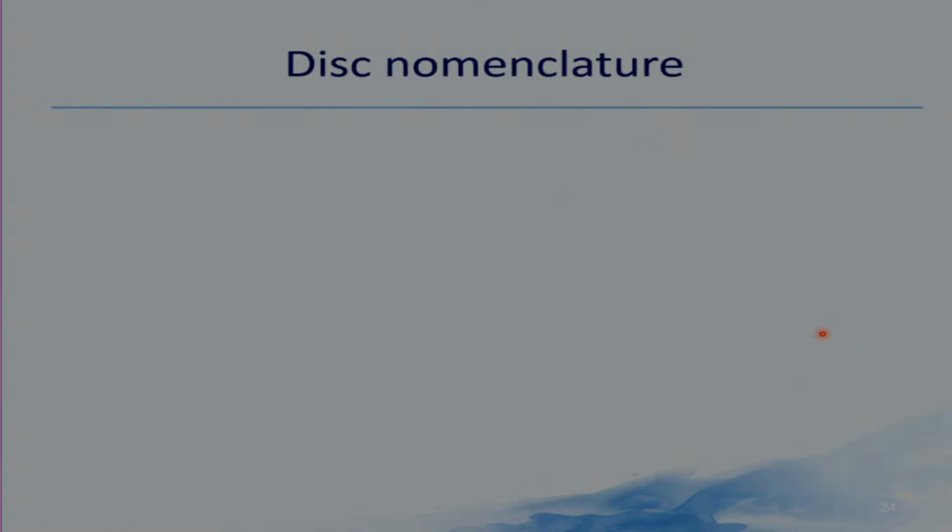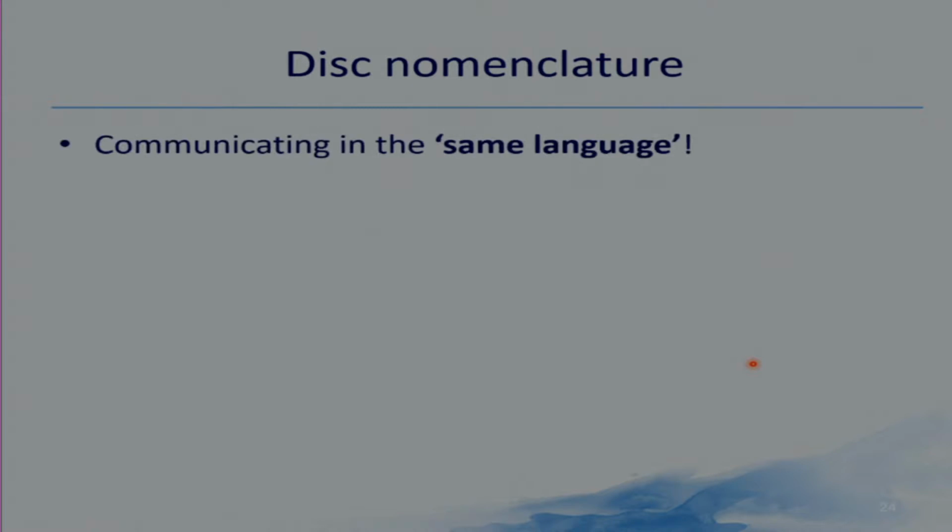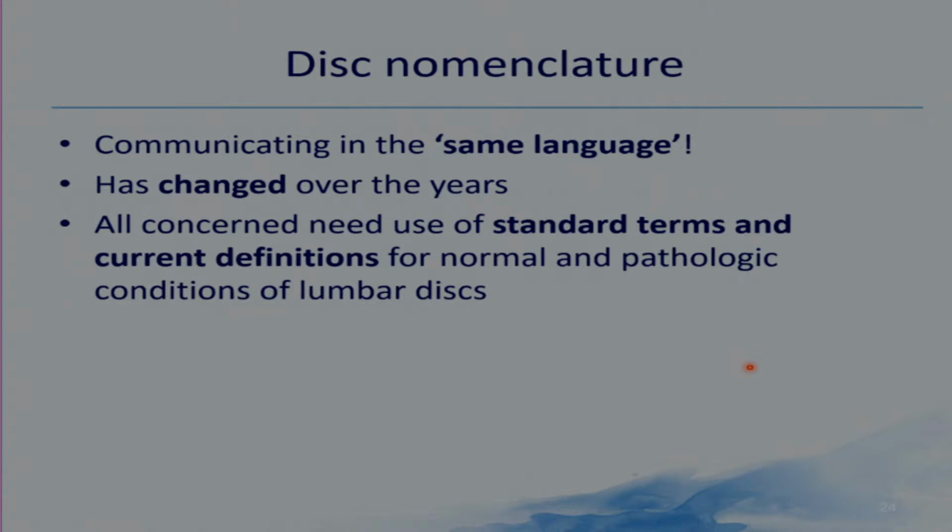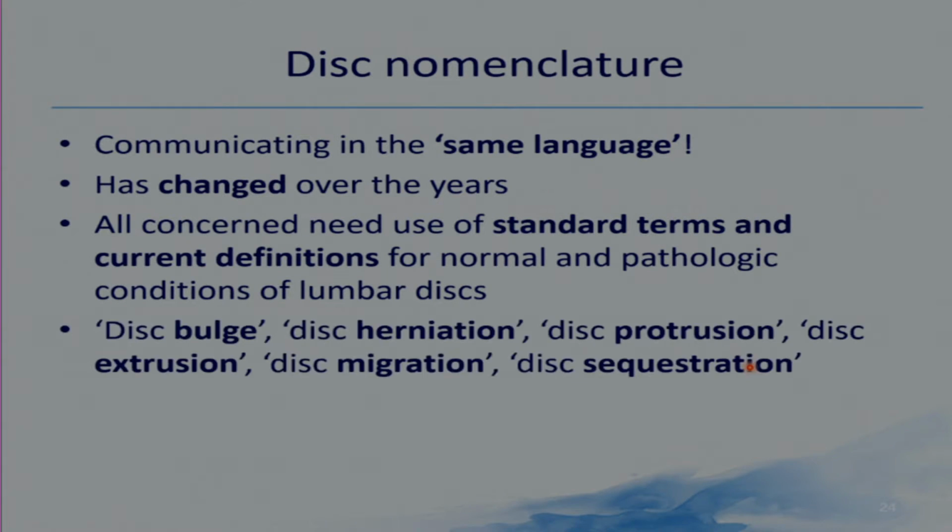Disc nomenclature. Yes, you the clinicians and we the radiologists, it is very important that we communicate in the same language, because disc nomenclature has changed over the years. All concerned need use of standard terms and current definitions for normal and pathologic conditions of lumbar discs. There are various not too dissimilar terms like disc bulge, disc herniation, disc protrusion, disc extrusion, disc migration, and disc sequestration. All of these will have a different meaning, and a specific meaning.